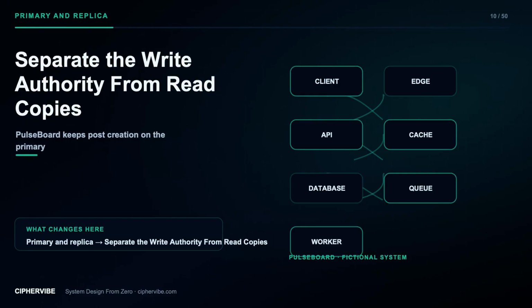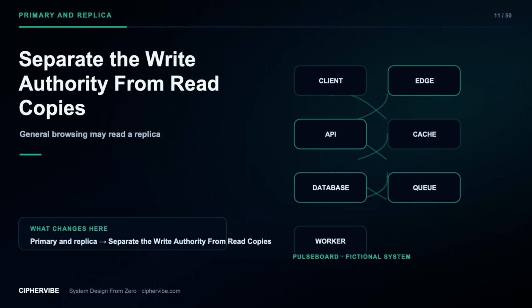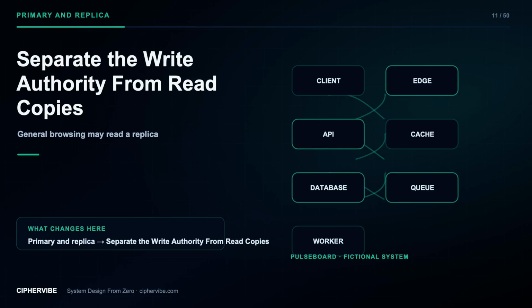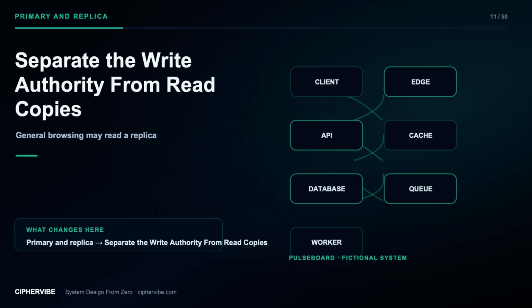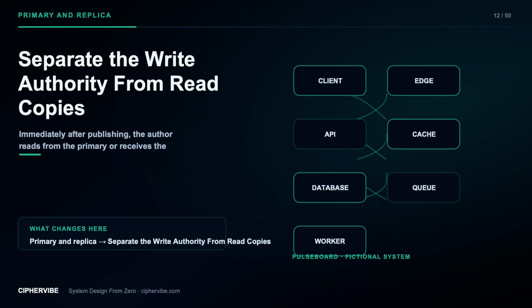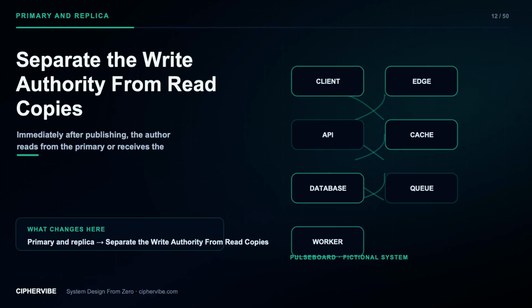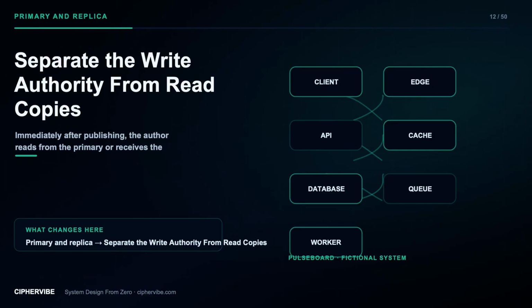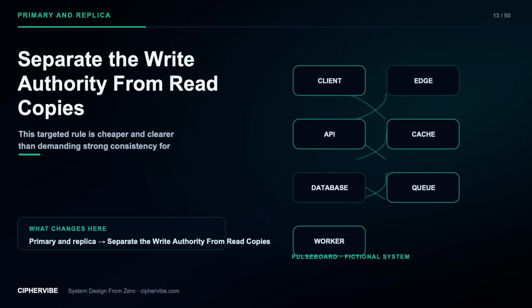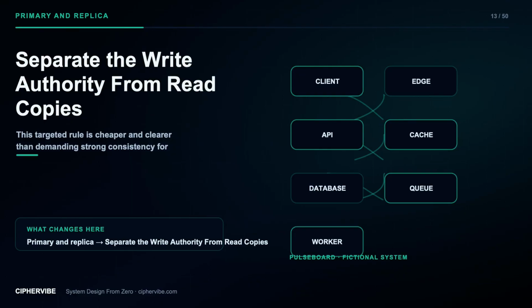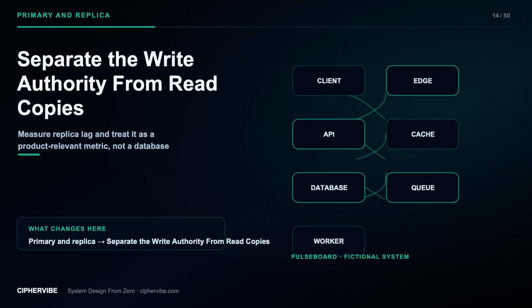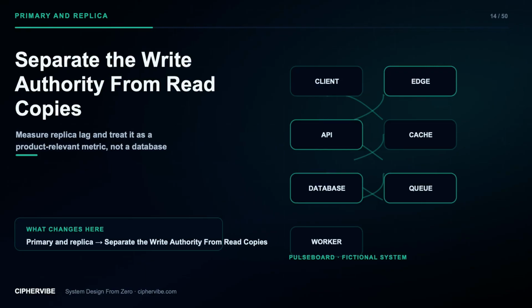PulseBoard keeps post creation on the primary. General browsing may read a replica. Immediately after publishing, the author reads from the primary or receives the created post from the write response. This targeted rule is cheaper and clearer than demanding strong consistency for every feed read. Measure replica lag and treat it as a product-relevant metric, not a database detail.